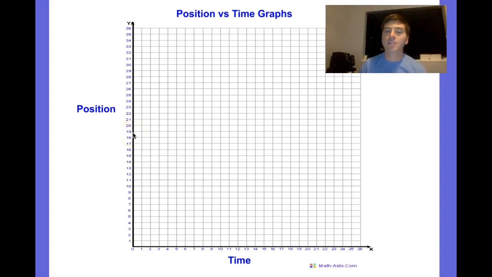So plotting motion on a position versus time graph is actually pretty straightforward, but actually gives you a whole lot of information, and we're going to be using these for a while. So let's talk about making them and what we can get from them. So the first thing you want to do always is label your graph. Let's make this one about my morning bike ride.